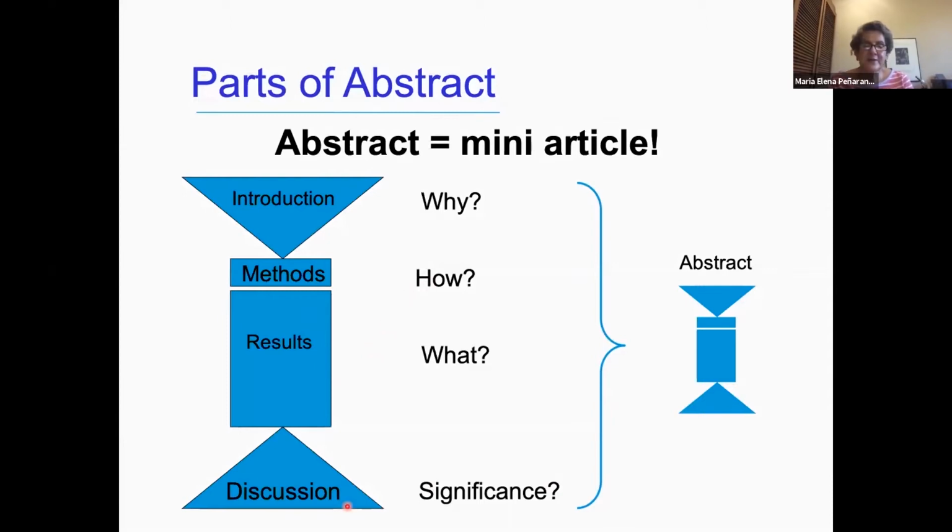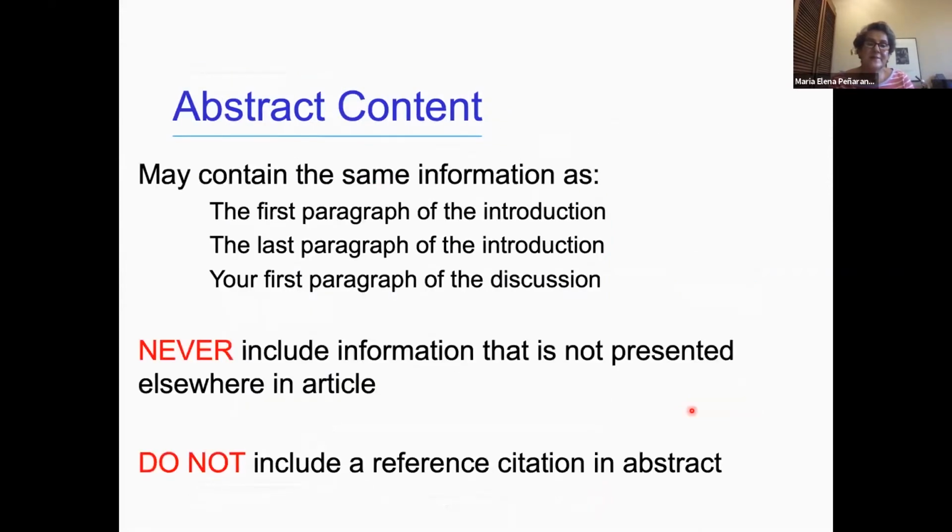So at the very end, when we have actually written the discussion and the significance of all this, and we have written the introduction and the methods and results, we go to the abstract and write it as compelling as we can. And since we already have a lot of practice writing, the abstract should be easier at the end. So the abstract might contain the same information as the first paragraph of the introduction, the last paragraph of the introduction, and the first paragraph of your discussion.